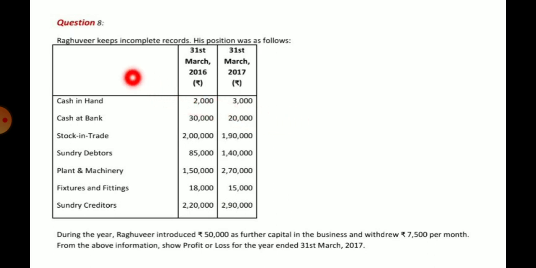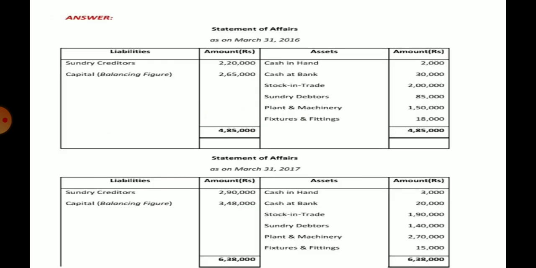Now Raghuveer keeps incomplete records, and his position is as follows, given for 2 years. This is quite a bit different question, not typical, so you have to find out the balances by deducting or by finding the differences between them. The difference which comes is posted in the account. Okay, so this is the solution.